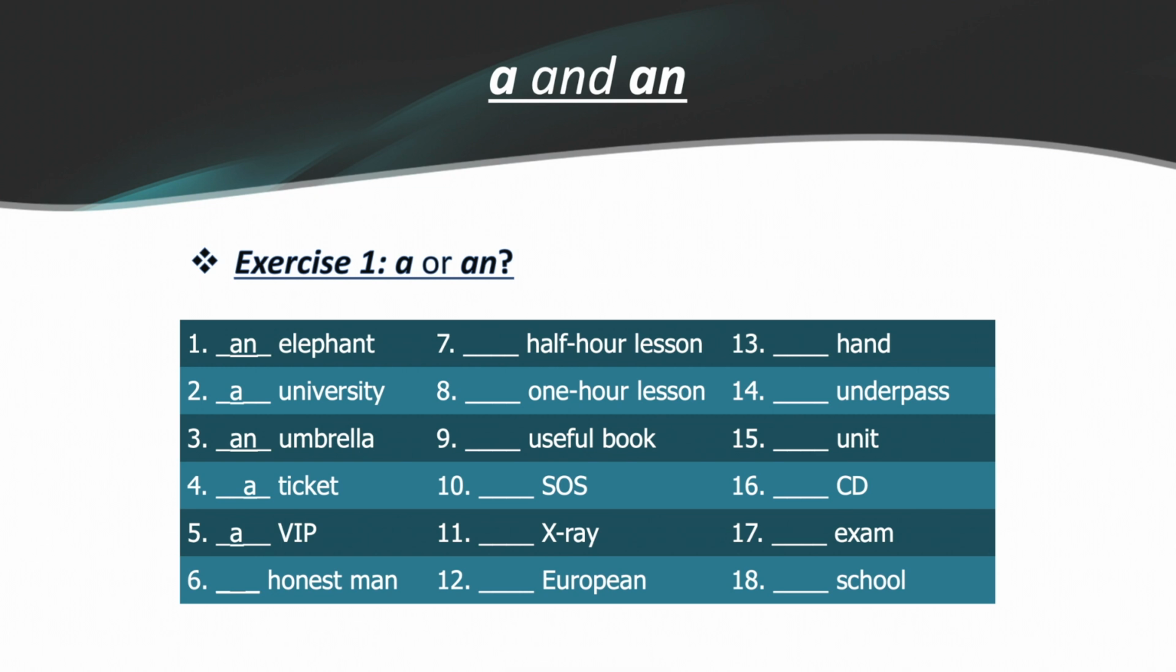Number 6, an honest man. Here the H is silent, so the first sound we hear is a vowel sound. An honest. Number 7, a half-hour lesson. In this one, we do pronounce the H. Number 8, a 1-hour lesson. Remember, the word one begins with a W sound. We need a for this one.